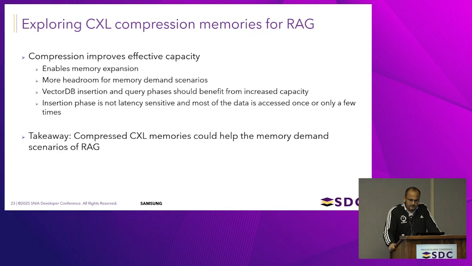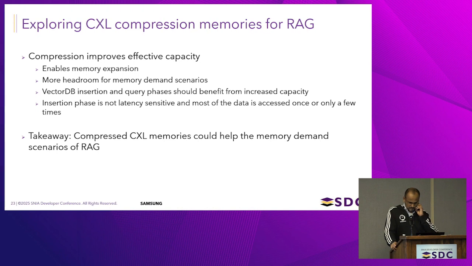Now let's explore the use of compressed CXL memories in RAG use cases. So we know that it enables cheaper memory expansion and gives more headroom for memory demand scenarios. So maybe certain scenarios in RAG pipeline would be better than other scenarios. So maybe in particular vector DB insertion and both query phases could be benefited, but maybe the insertion phase could be benefited more because it could be less latency sensitive, we could argue. And maybe most of the data is accessed only a few times in the insertion phase.